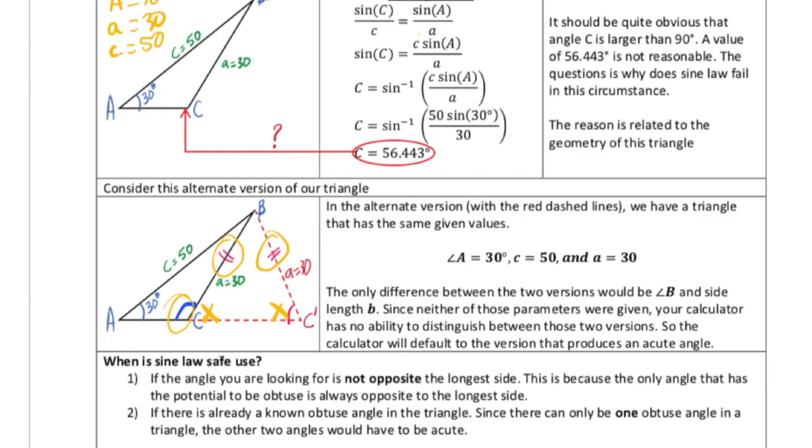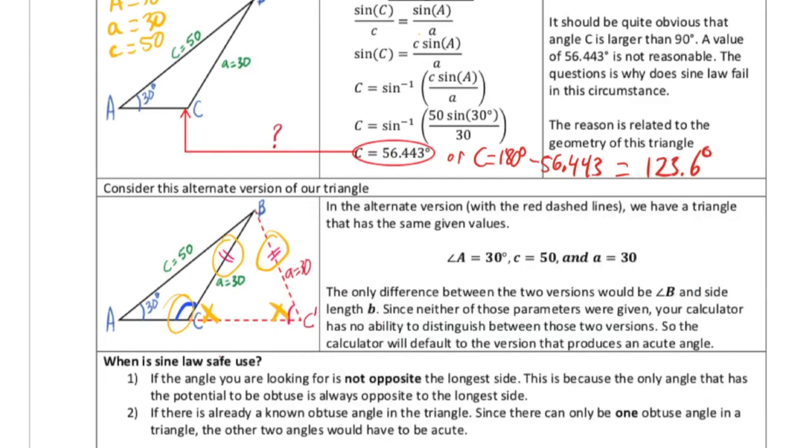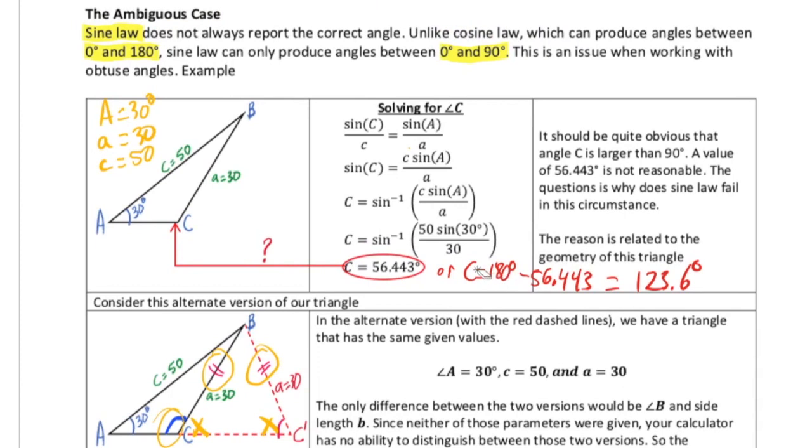And what are supplementary angles? Supplementary angles are angles that add up to 180 degrees. So the sum of angle X plus angle Y is equal to 180. In our case, our angle C is actually 180 degrees minus 56.443, and we get 123.6. So this is a problem when working with sine law specifically. The big question is, what do we do about it?